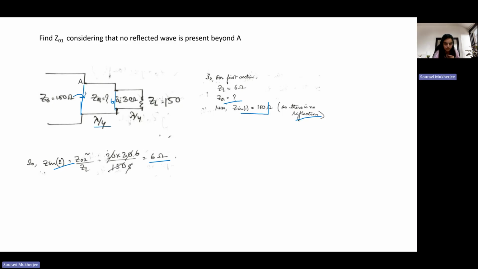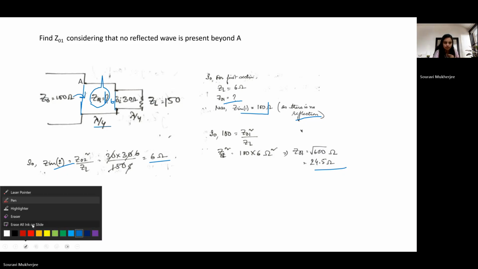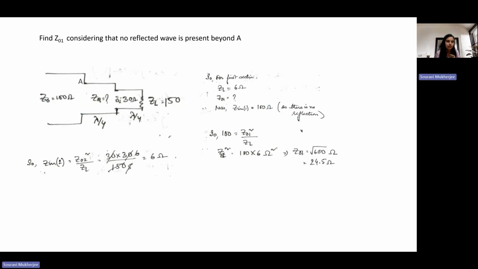This is lambda by 4. So then again we use this relation. So 6 into 100 and square root gives you the value of the characteristic impedance at this part of your transmission line. Okay, so that's how you can try to solve this type of questions, right? There are similar questions I've seen in last year's assignments, so similar questions can also come up this year. So that's how you have to solve this kind of questions.